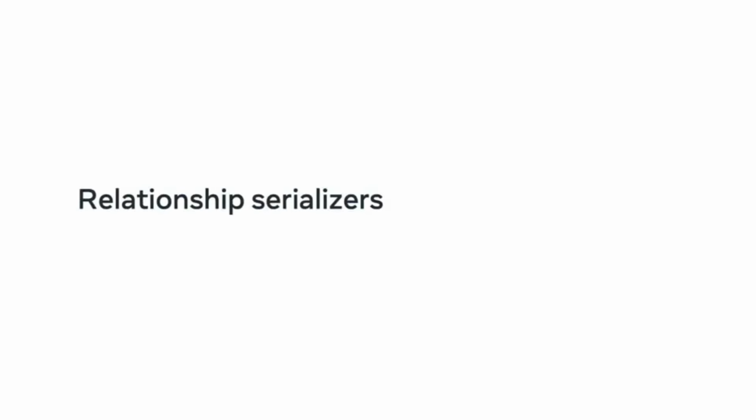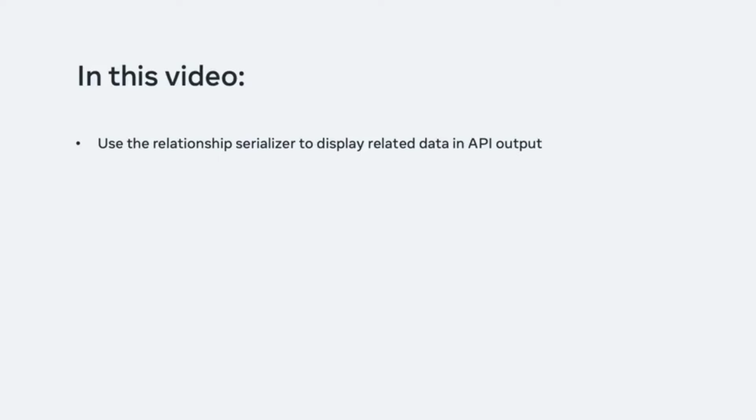In almost every Django project, you'll have related data in your database spread out across multiple tables. To establish these relationships in your project, you write models and connect them one by one. You're already familiar with DRF serializers and have worked with model serializers. But in this video, I'll demonstrate how to use a new type of serializer called a relationship serializer to convert related models to JSON and display them correctly.